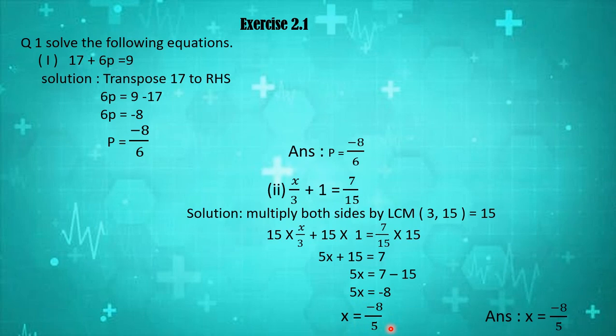So nothing is difficult. In both ways we can find it: by transposing the number quantity to the right hand side, or, if the equation is given in fraction form with numerators and denominators, we multiply the complete equation by the LCM of the denominators on both sides to make it a linear equation.